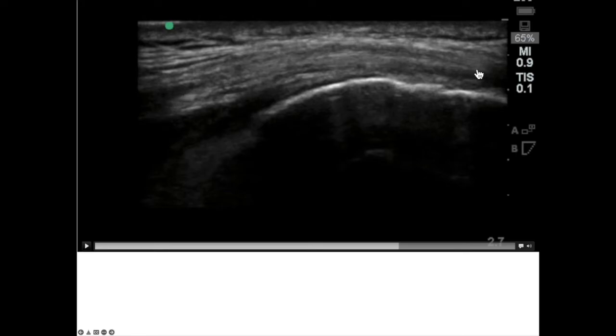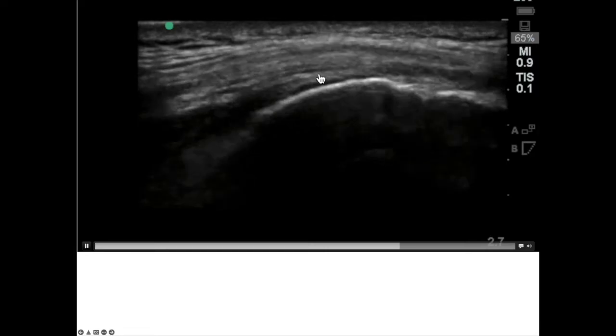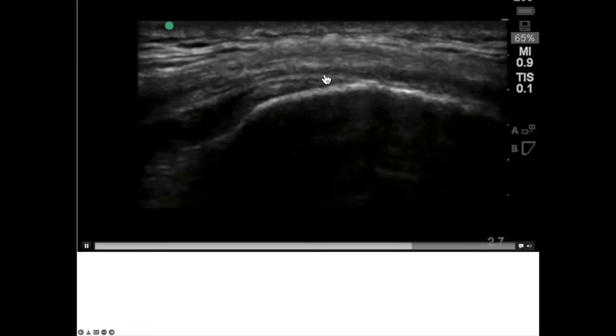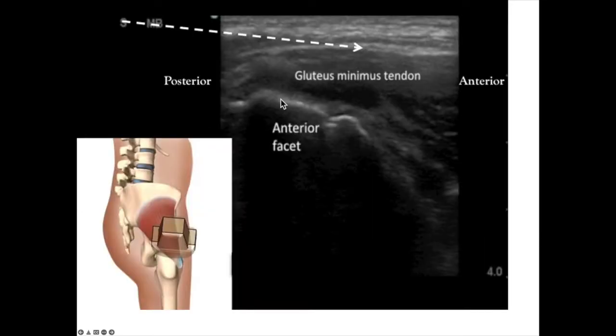This is the head, this is the foot, this is the trochanter, and this whole thing is the gluteus medius tendon attached to the trochanter. And again, you find a bursal space here, and this is where your target is. All right, so so far we have found the sonographic anatomy. The next thing is to perform the injection.